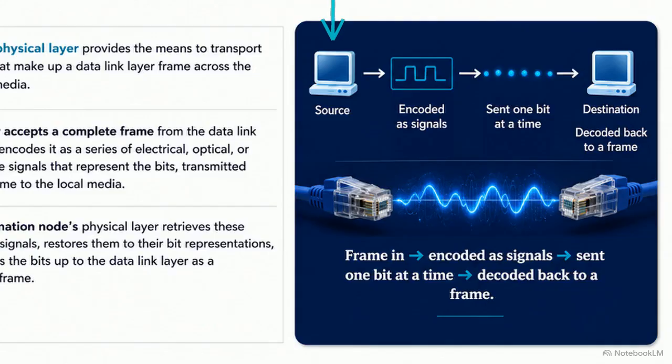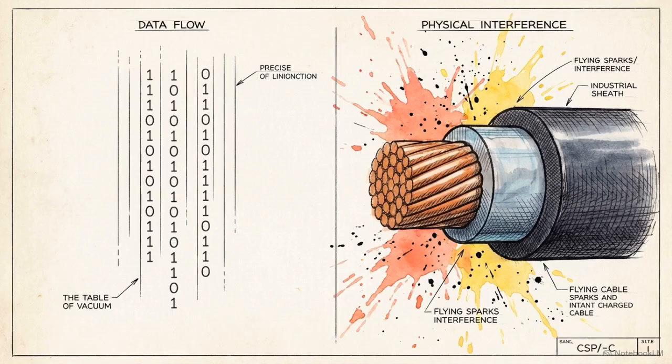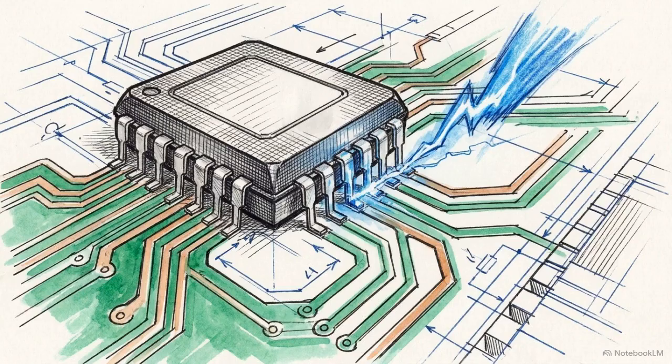This diagram outlines a transmission's life cycle. The physical layer accepts a complete data link frame, encodes those bits into signals like electrical pulses or light waves, and transmits them. At the destination, these individual signals are retrieved and decoded back into a digital frame. The physical layer is the standardized system of engineering required to ensure abstract digital logic can survive the chaotic physical world. The success of this translation depends on exactly how a computer manipulates electricity to represent a message.